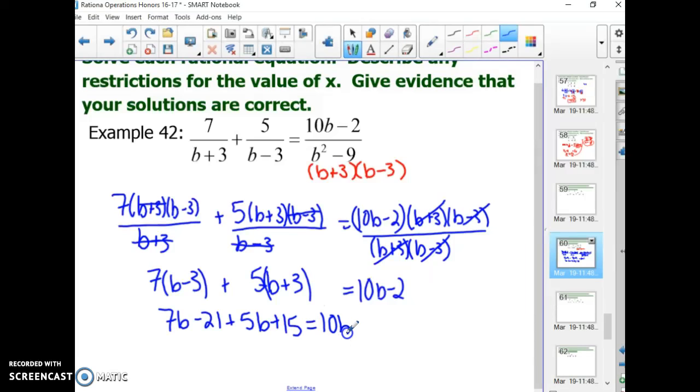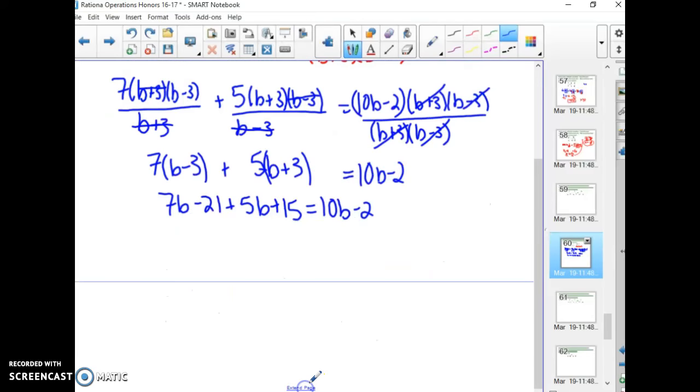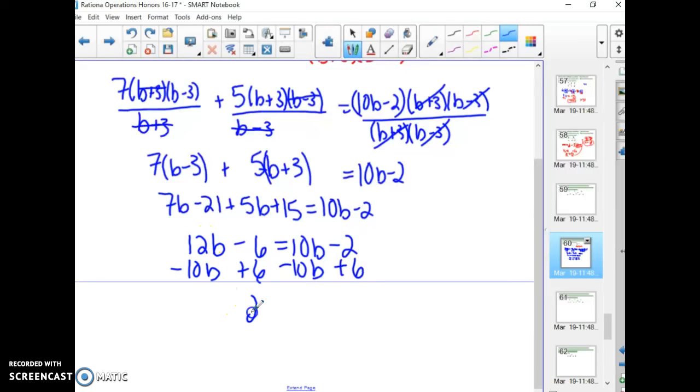10B minus 2. So I'm just going to do something here. 7B add 5B is a 12B. Negative 21 add 15 is a negative 6, is equal to a 10B minus 2. Well, I want to get 6 to the other side, so I'm going to add 6. I'm going to just do all this at one time. Minus 10B, minus a 10B. So I get 2B is equal to a 4. When I divide by 2, I get B is equal to a 2.